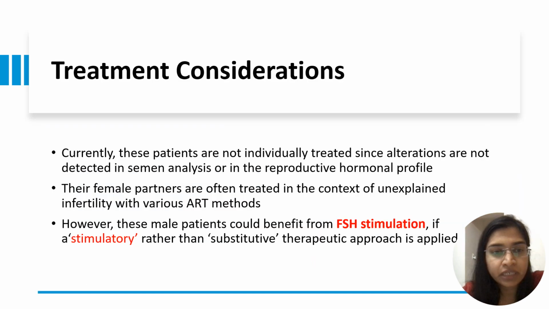Treatment. Currently, these patients are not individually treated since alterations are not detected in semen analysis or in the reproductive hormonal profile. In such cases, in unexplained couple infertility, we treat only the female partner with various ART methods like low dose ovarian stimulation, IUI, or high dose ovarian stimulation in the context of ART treatment. However, these male patients could benefit from FSH stimulation if a stimulatory rather than substitutive therapeutic approach is applied. So, just like we are stimulating females, we can also stimulate males.